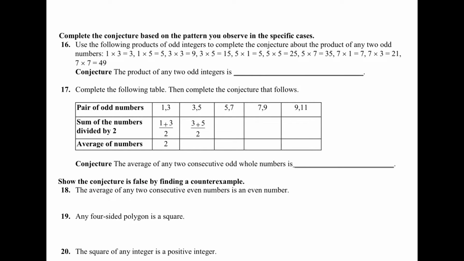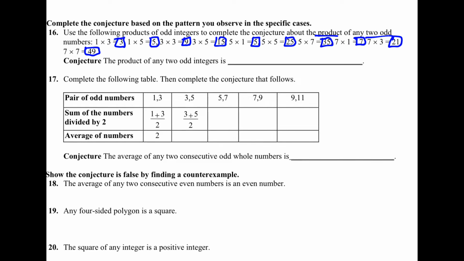For 16, we had to create a conjecture about the product of any two odd numbers. So the product is the result you get when you multiply two numbers together. So if we look at all our solutions, 3, 5, 9, 15, 5, 25, 35, 7, 21, and 49, the one thing they all have in common is that they are odd integers. So the product of any two odd integers is also going to be an odd integer.